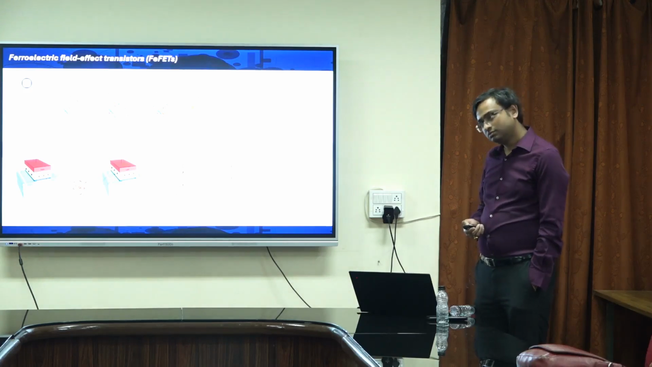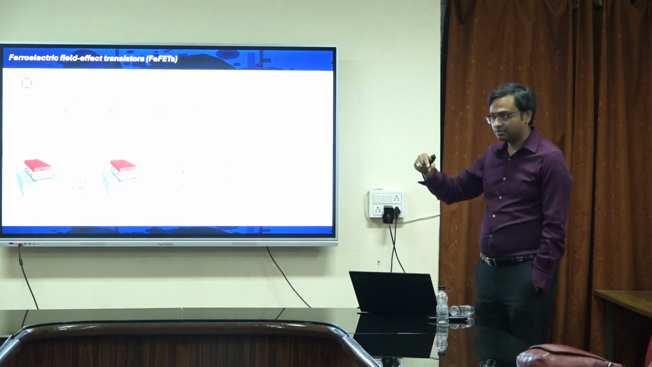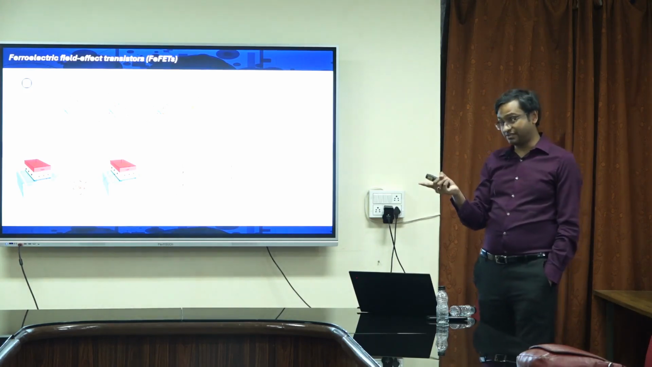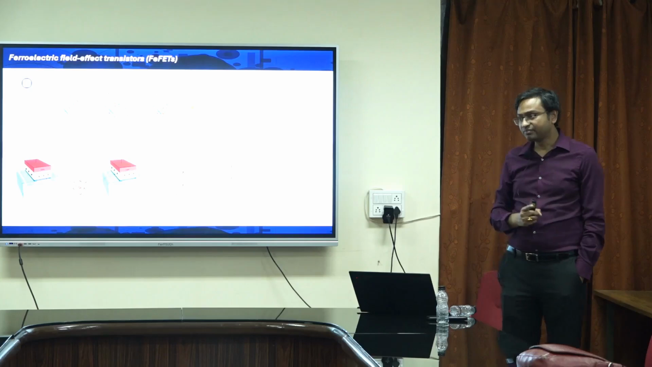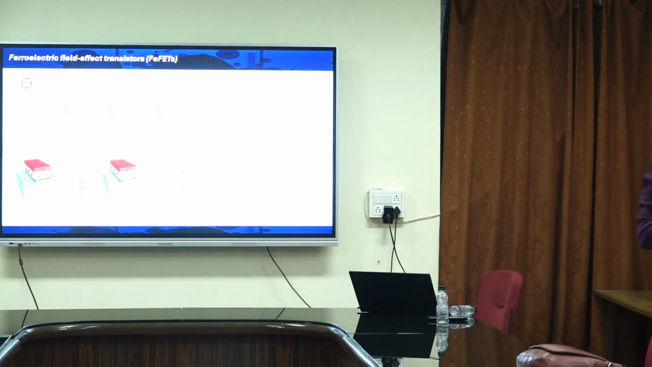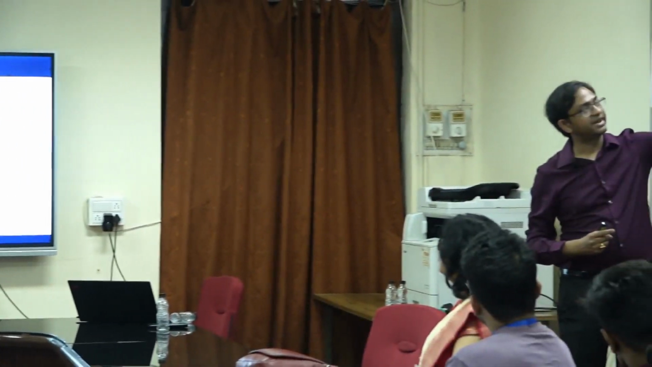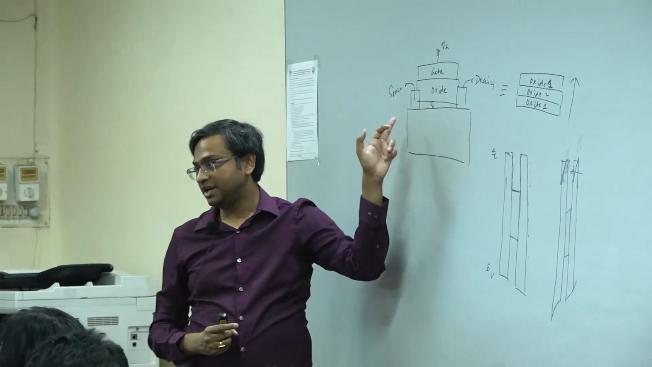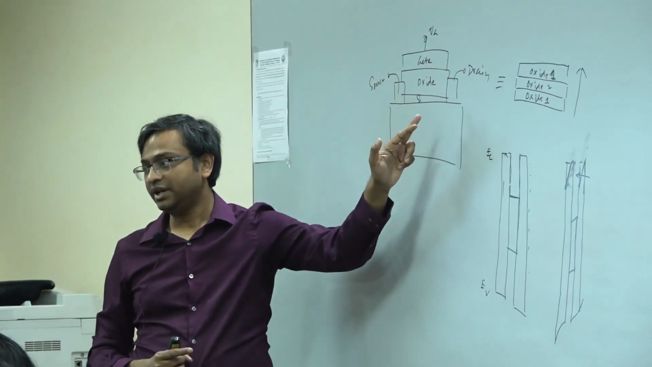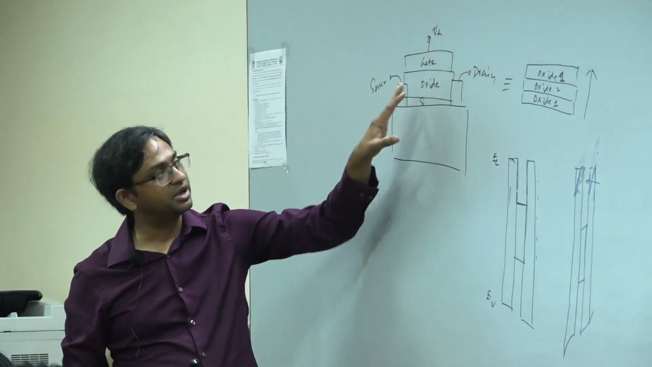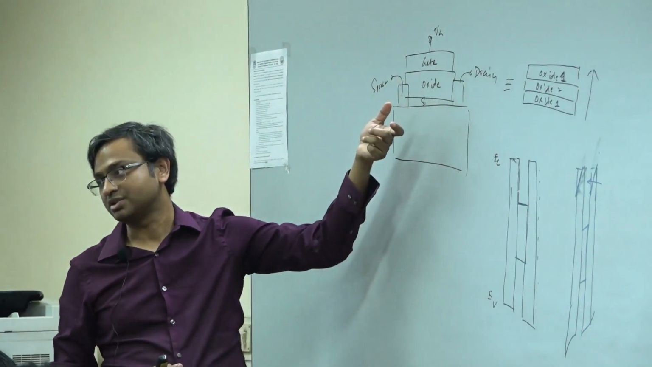One is the write. When you're writing, you're changing the direction of polarization. The channel doesn't always have to be on because your writing is happening in this direction, while your reading is in this direction. They're kind of separate. So you can make the channel on and switch the polarization, or you can make the channel off and also switch the polarization.